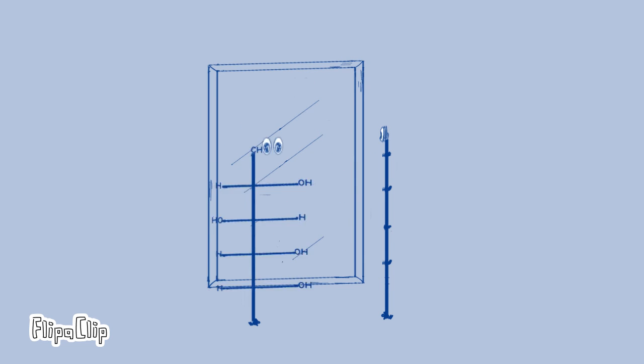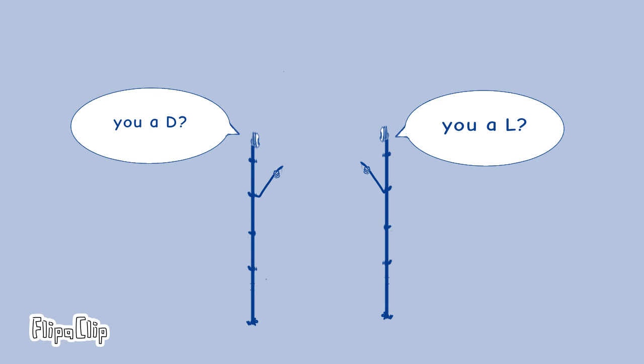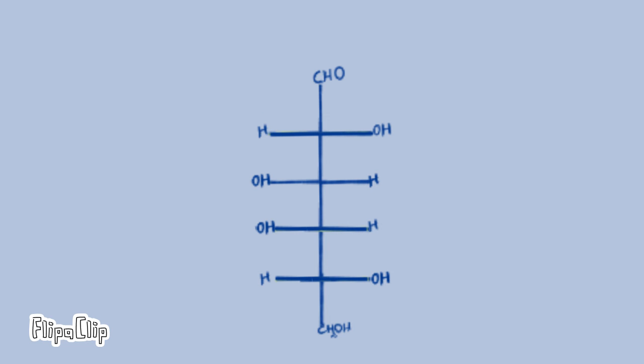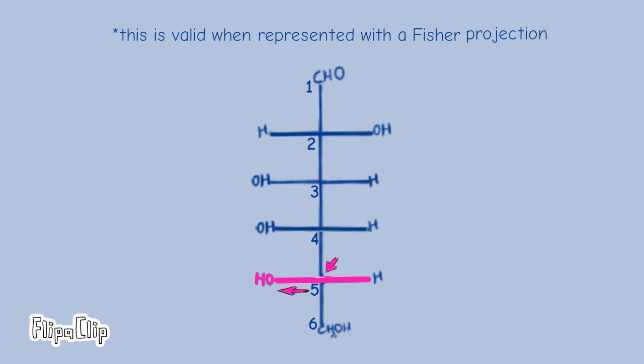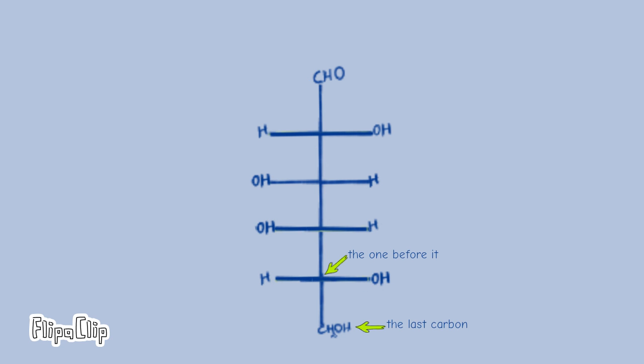For carbohydrates, there is a specific notation that describes enantiomers, the D and L series. Technically, a monosaccharide belongs to the D series if the hydroxyl group of the last stereogenic carbon is pointing to the right, and it belongs to the L series if the hydroxyl group of the last stereogenic carbon is pointing to the left. An easier way to say that is just that if the hydroxyl group of the carbon before last is pointing to the right, it's of the D series, and if the hydroxyl group of the carbon before last is pointing to the left, it's of the L series.